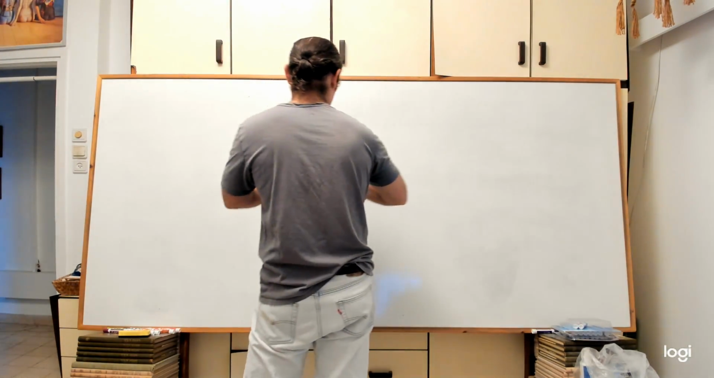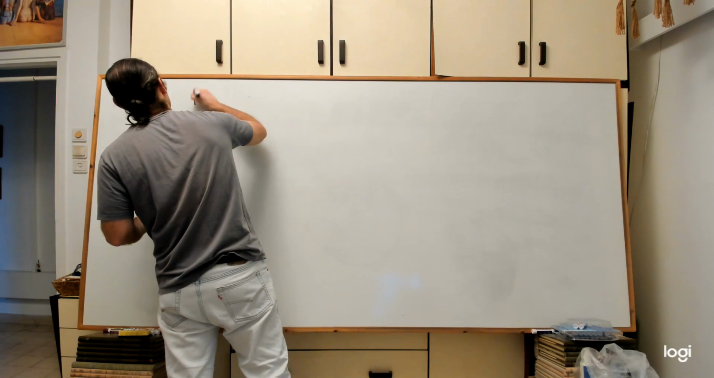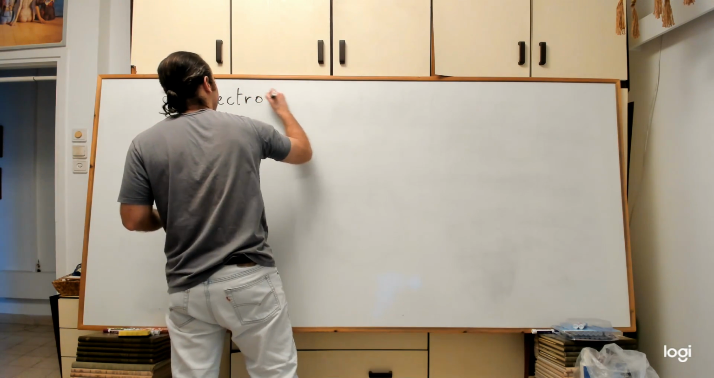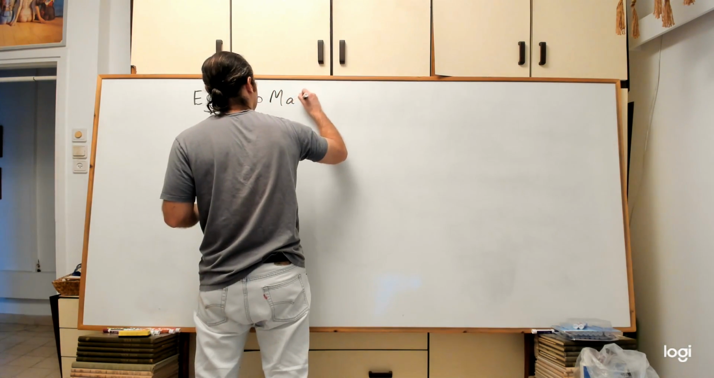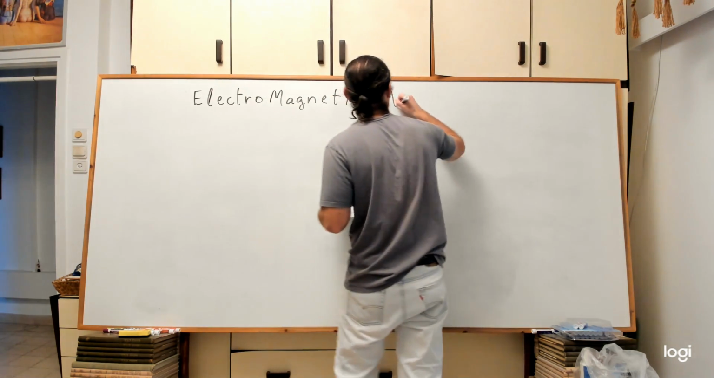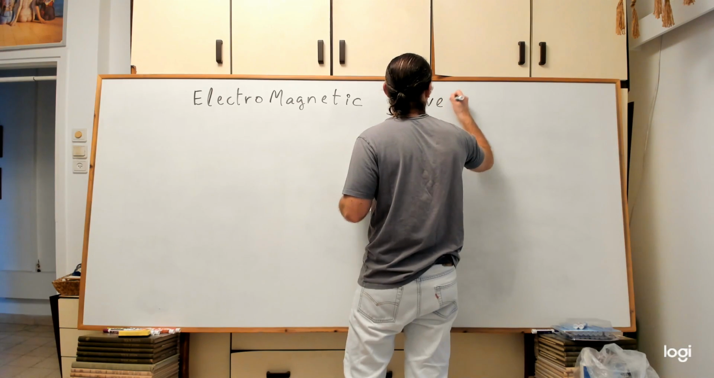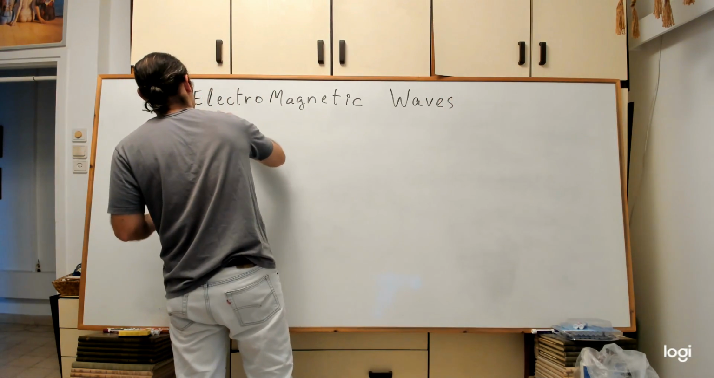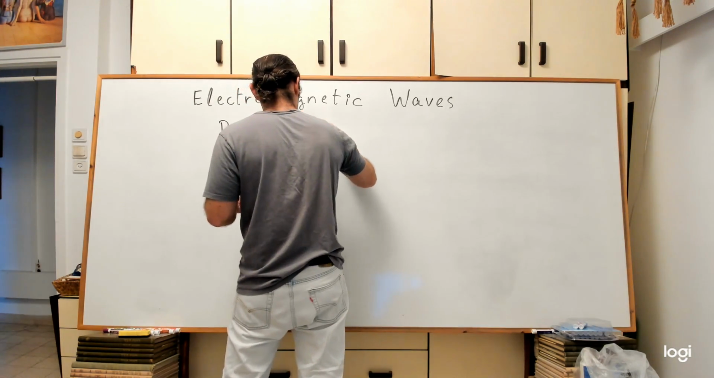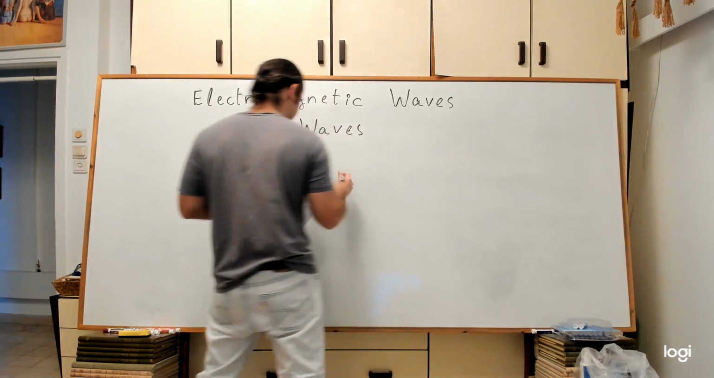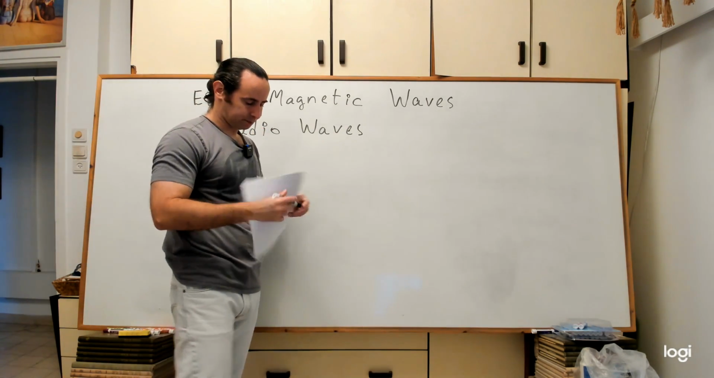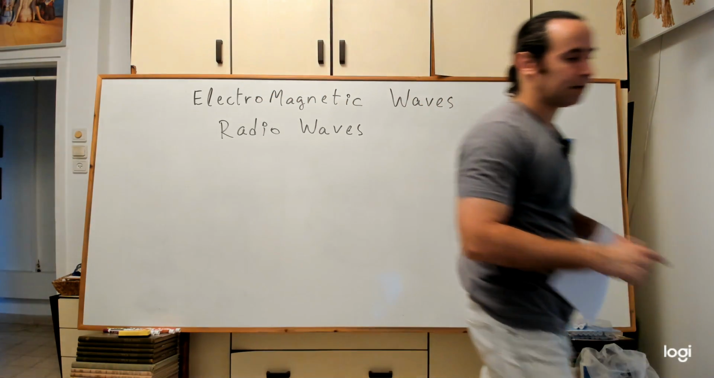Okay, now we are talking about electromagnetic waves. And radio waves. And radio waves are a kind of electromagnetic waves. It's another name for the same thing.